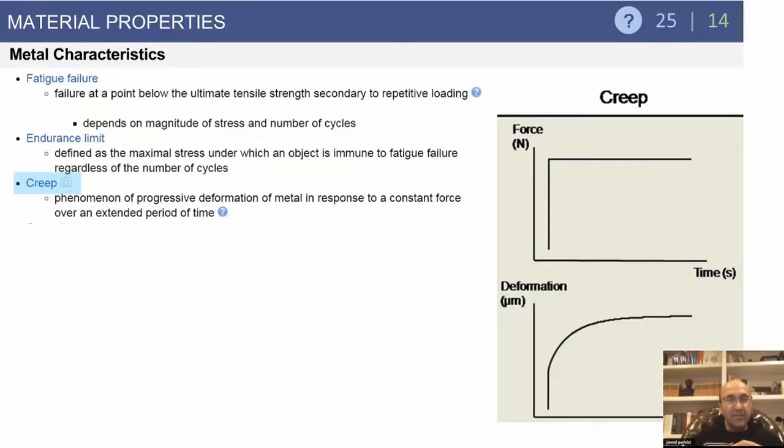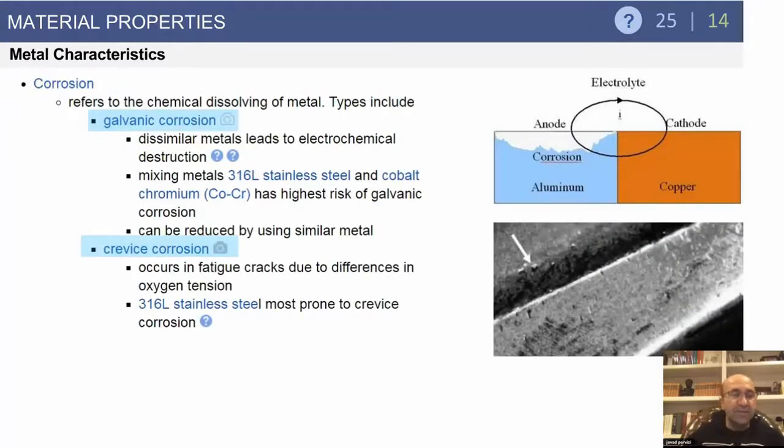Metal characteristics: fatigue failure, endurance limit, and creep. These are definitions you need to know. Creep is the progressive deformation of metal in response to constant force. I don't really know how else to talk about these, you just have to know the definition.